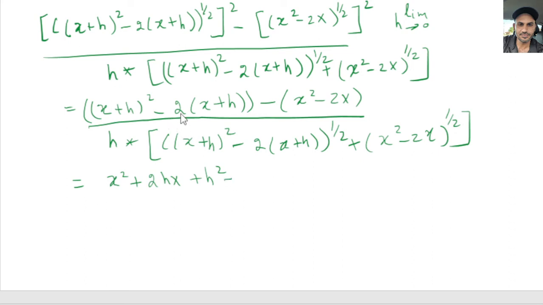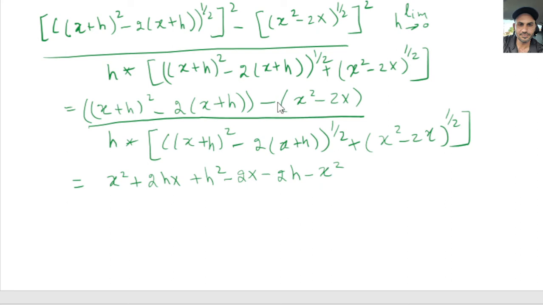Minus, since it's negative, negative 2 multiplied with x becomes negative 2x. And then negative 2 multiplied with positive h becomes negative 2h. And then negative, there's nothing here, that means there's a 1 here. So negative 1 multiplied with positive x squared becomes negative x squared.